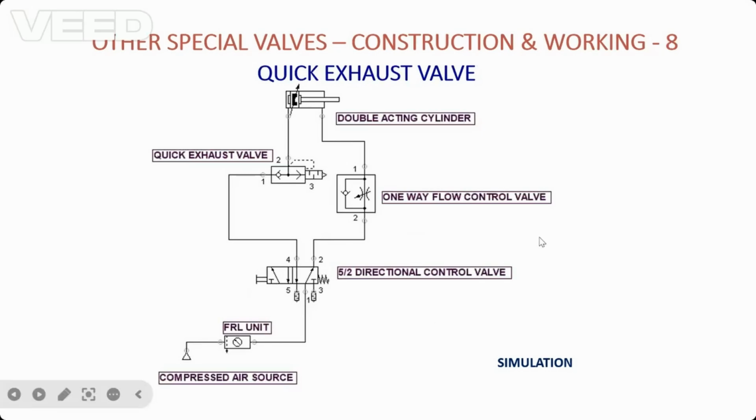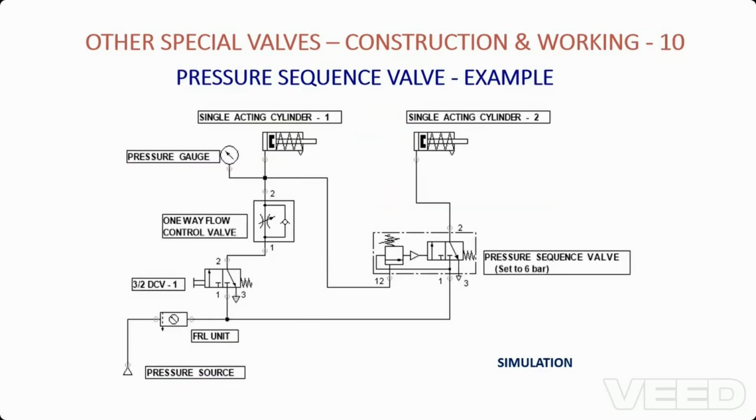Let us firstly analyze the connection. In this we have a double acting cylinder in which on one side we have connected a quick exhaust valve, and on the other side a one way flow control valve. Whereas coming to the pressure sequence valve, we are controlling single acting cylinders with the help of a single valve. In this, what happens is this moves one after the other.